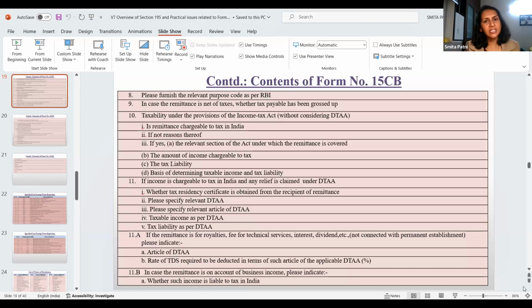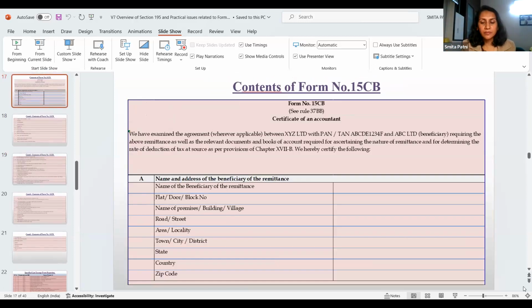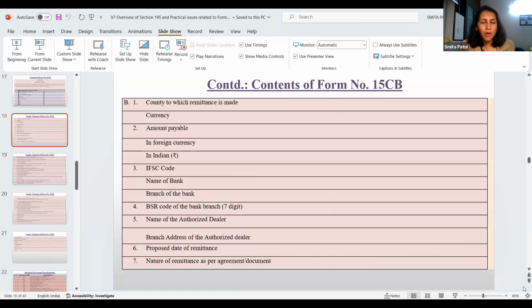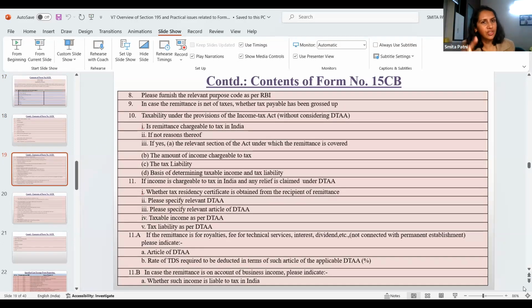Now, in case the remittance is net of taxes, whether tax payable has been grossed up, I already explained earlier what grossing up is. You have to write here whether it is being grossed up, yes or no. In case it is grossing up, then in our previous example, when we were making payment to Pooja, the amount payable will be 12,500 here, not 10,000, because some amount chargeable to tax will come there.